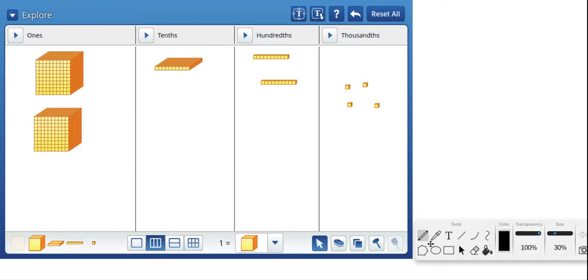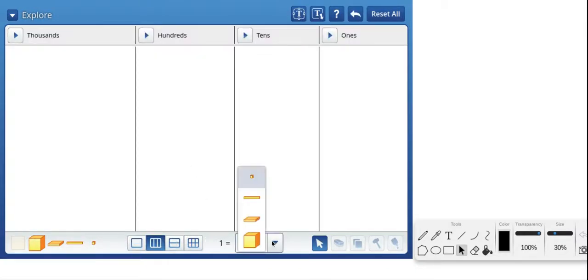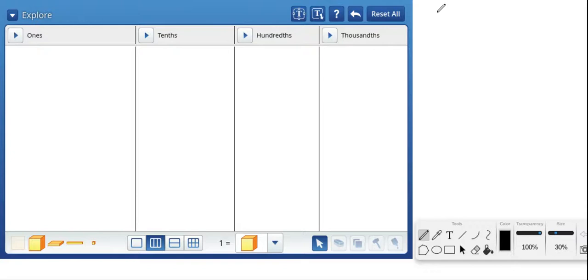All right, here we go. So let me reset my place value chart. Remember, 1 is represented with the cube. You always draw that on your paper somewhere. All right, let me go with something else.